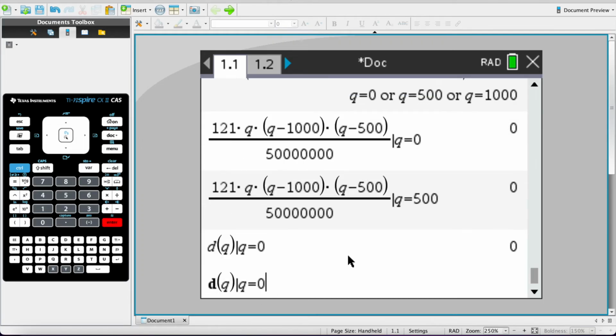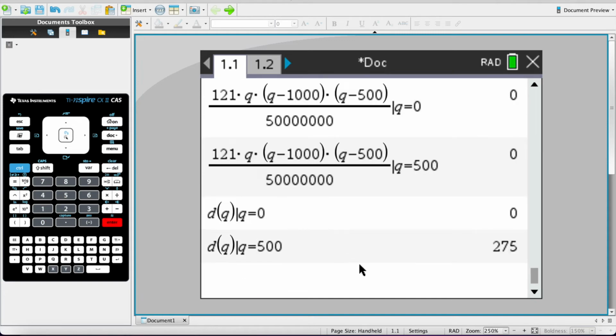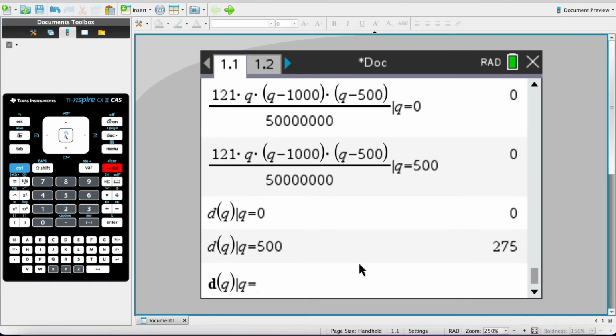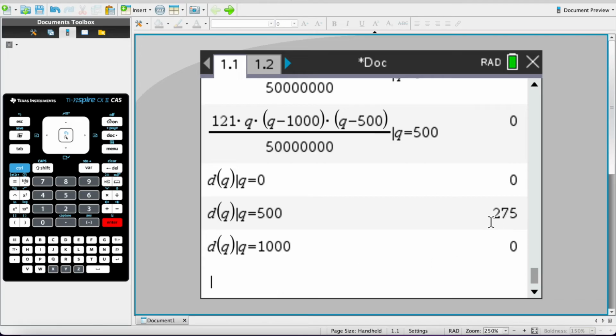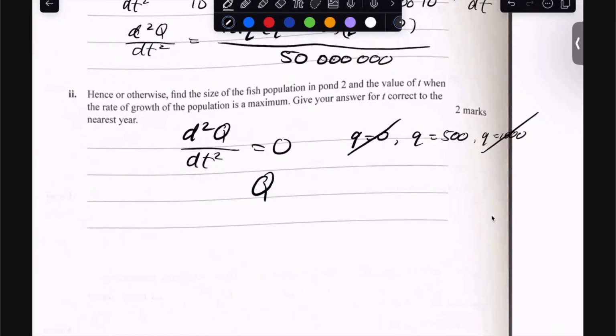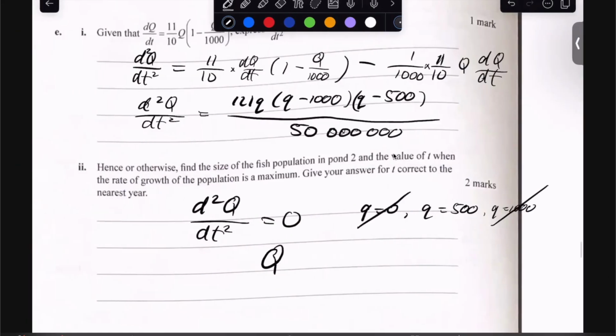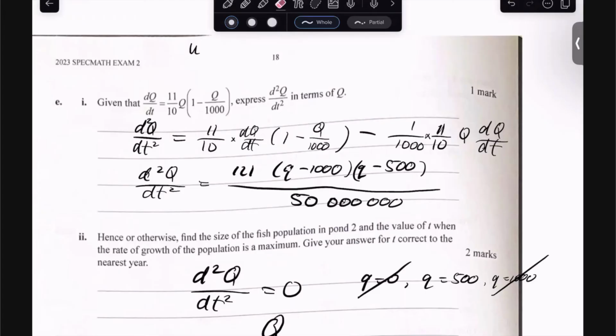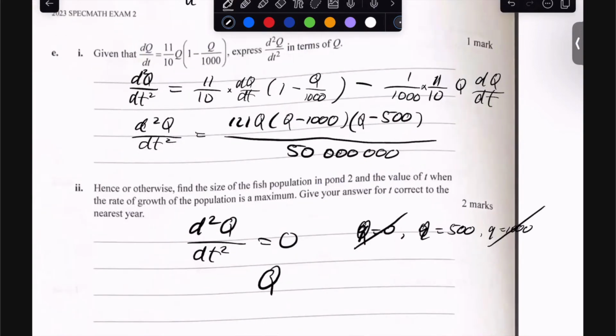So 0, 500 is 275, and what was the other one? 1000 is 0. So okay, Q, you reject the 1000 and the 0. So Q, I should have written it as a capital. Also for this previous part, I should have written it as capital Q's, just because of my CAS. And these as well, Q, Q, Q.